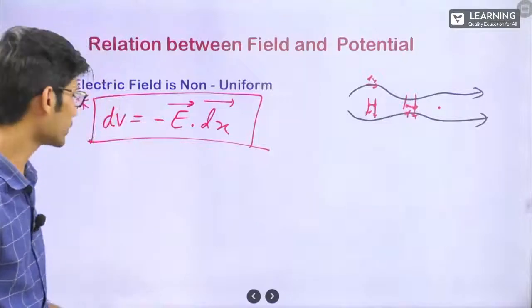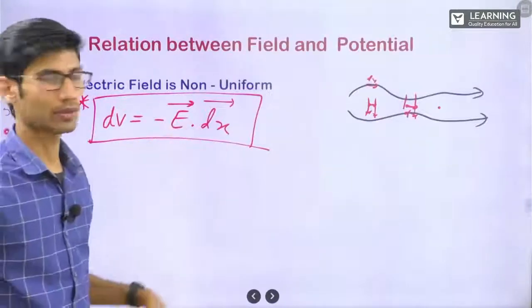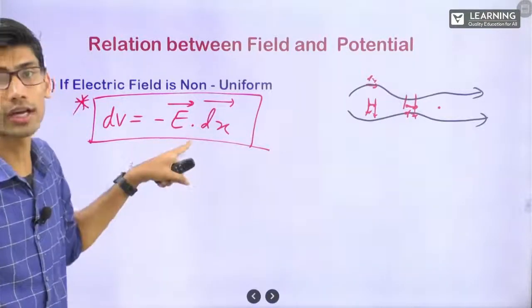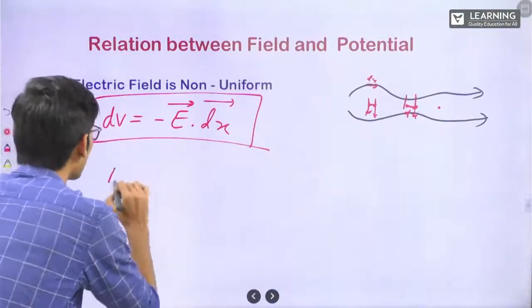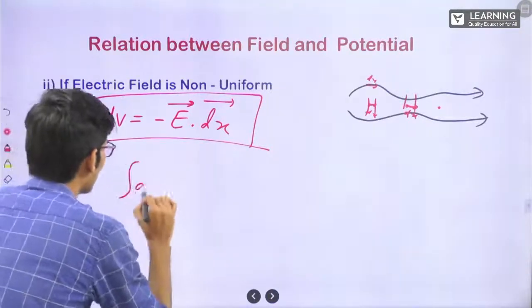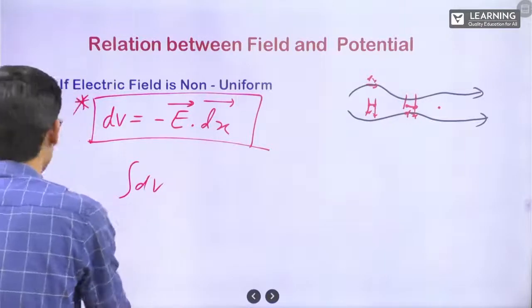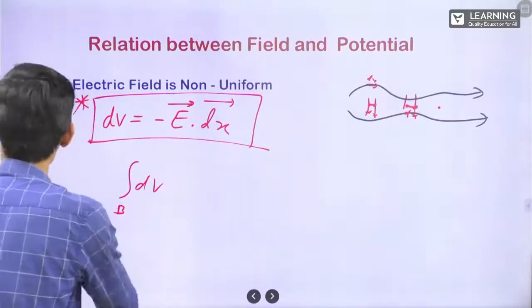From this relation only we usually get this relation. Because if I integrate this, if suppose the electric field is really constant, we'll get delta V is equal to, let's say I'm integrating it, dV from A to B.